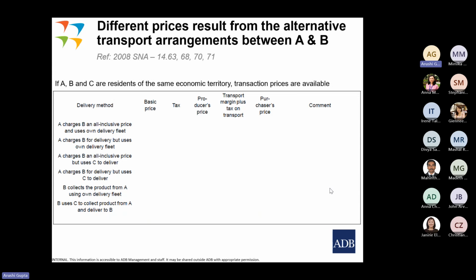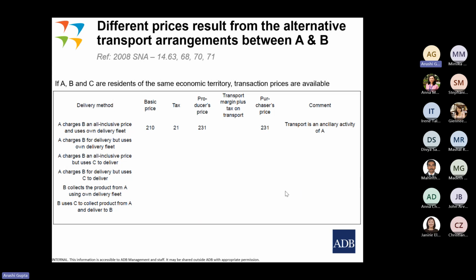So in the first scenario, we assume that A and B are residents of the same economic territory, which means that through business surveys, usually we would have complete information available about the contractual arrangements and the actual transaction prices between A and B. Assuming the case that both A and B have delivery fleets that can transfer the product from A to B, or they may use a third party C to make the transfer, there can be six possible contractual arrangements between A and B, and the entries in the use matrix will be different for each of these cases.